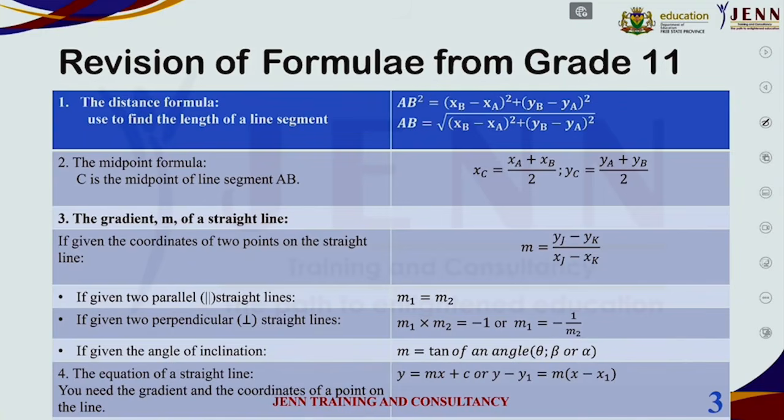Normally, most of us are used to the one below, which is AB equals the square root. Inside our square root we have (x of B minus x of A) to the exponent of 2, plus (y of B minus y of A) to the exponent of 2. Those are the two formulas that will help you approach any question that has to do with distance.